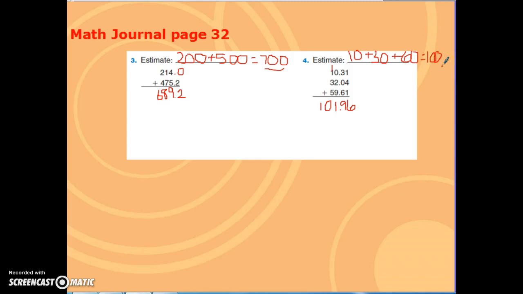So remember, 5th graders, making that estimate lets you know that you're in the ballpark with your correct answer.